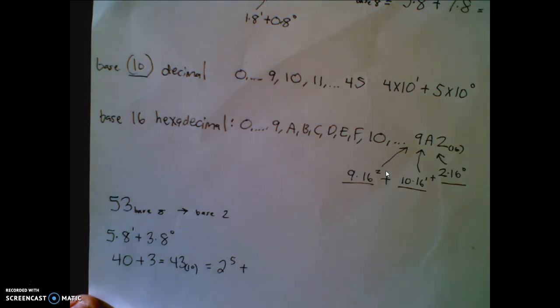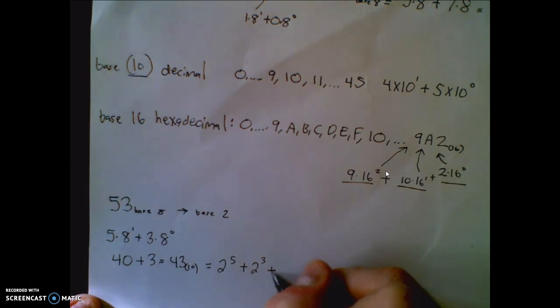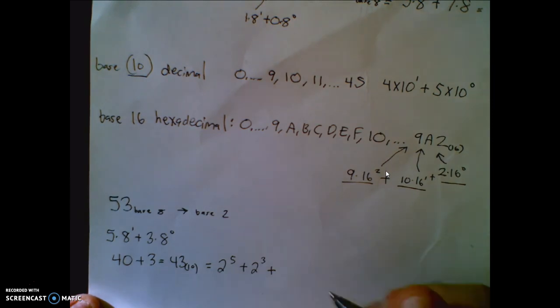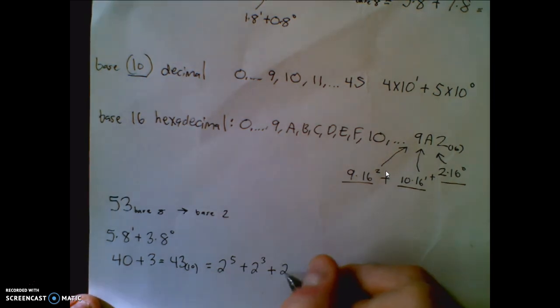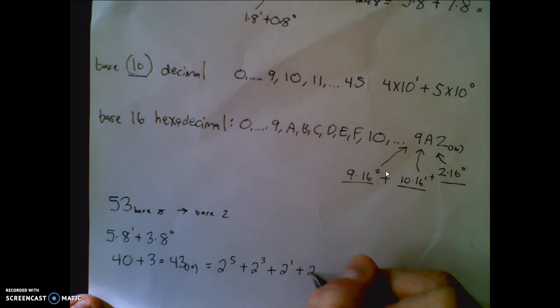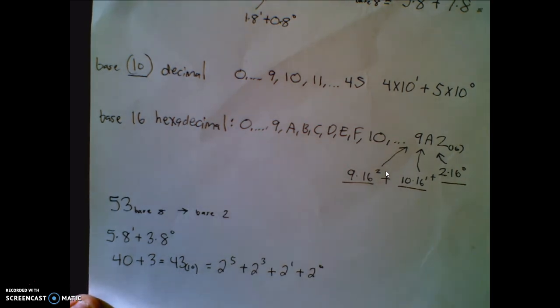So I would need an 8. I don't need any 16s, because 32 plus 16 would be 48. So I do need a 2 to the 3rd, which is an 8. So this is 32, this is 8, that's 40. So then I need a 3. Then I don't need any 4s, because that would give me 44. I need a 2 to the 1st plus a 2 to the 0. Remember, this is just 1.